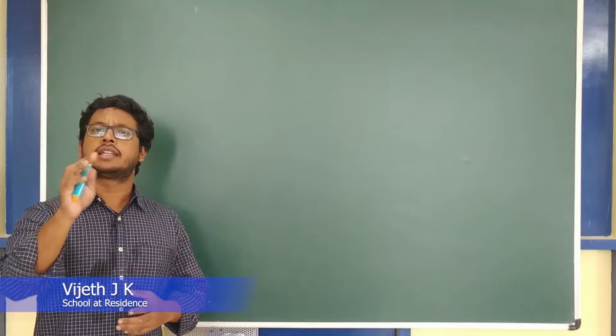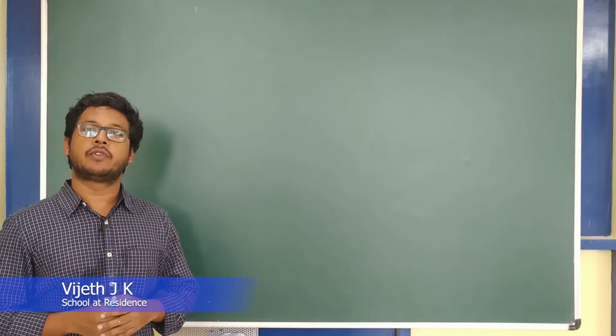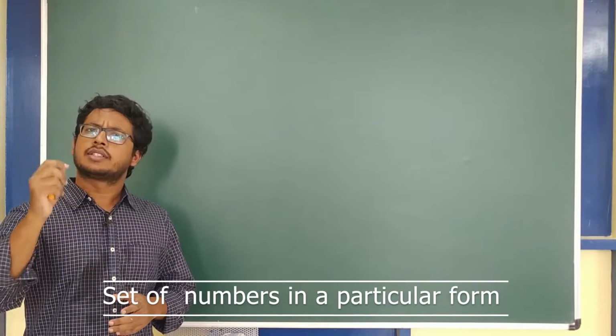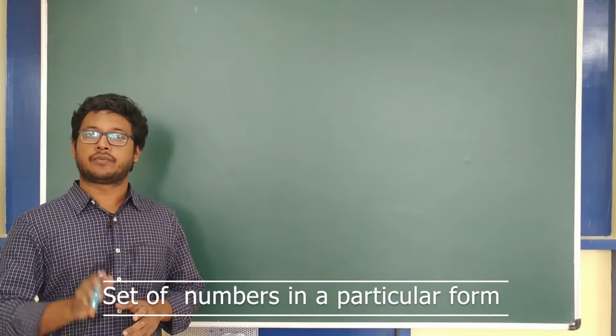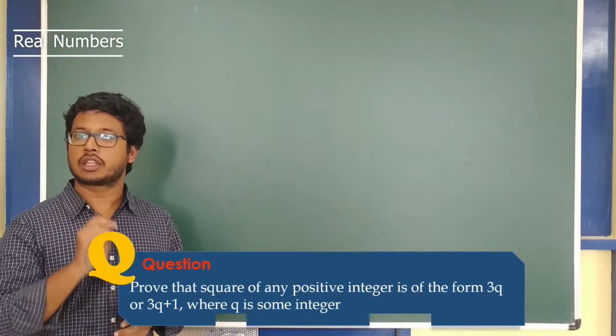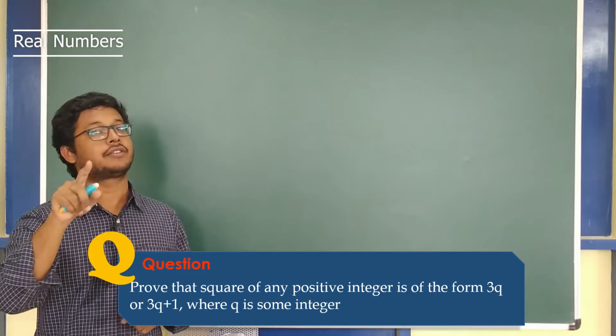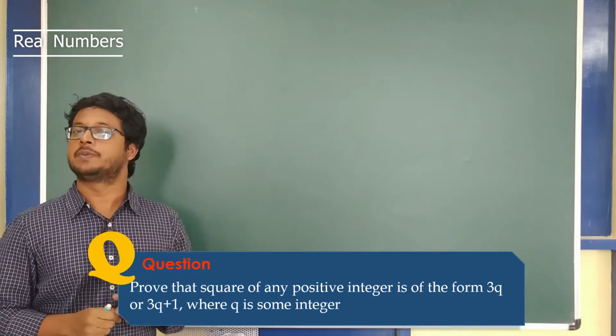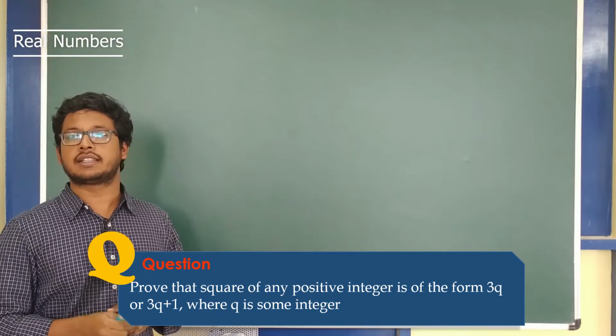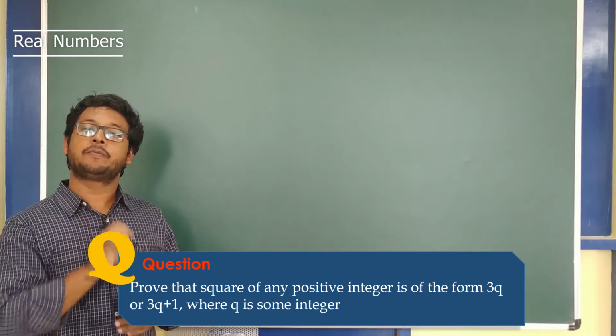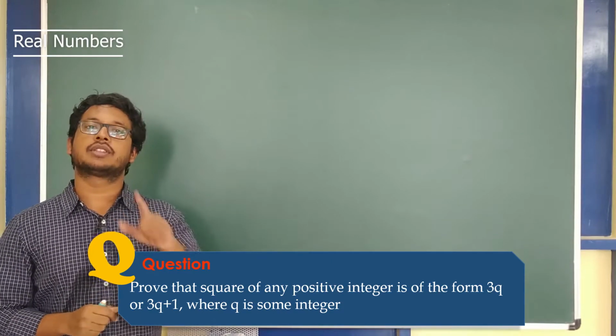In this video, we'll solve a little bit complicated problem where we prove that square of any integer is of the form 3q or 3q plus 1. So what is missing here? Here we are missing 3q plus 2, which means that square of any positive integer will never be of the form 3q plus 2. Okay, so this is what we are going to prove.